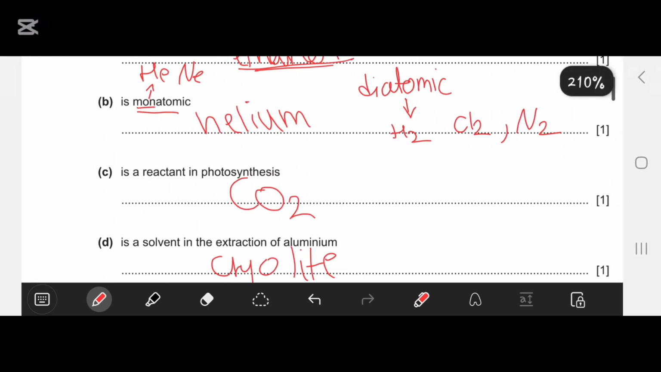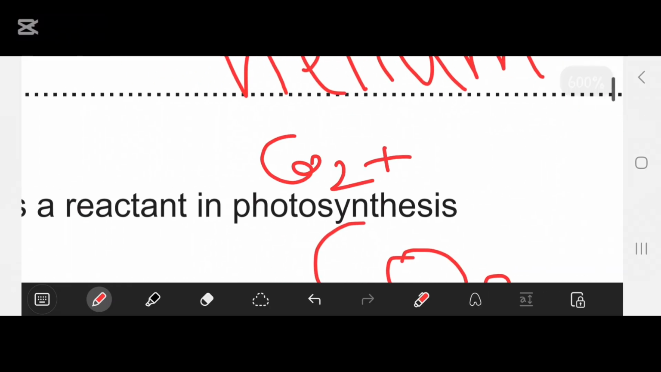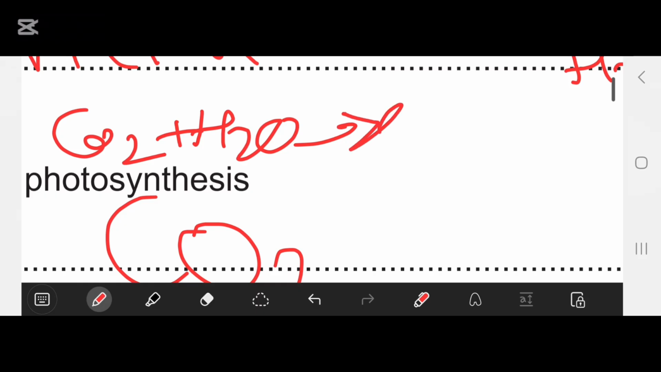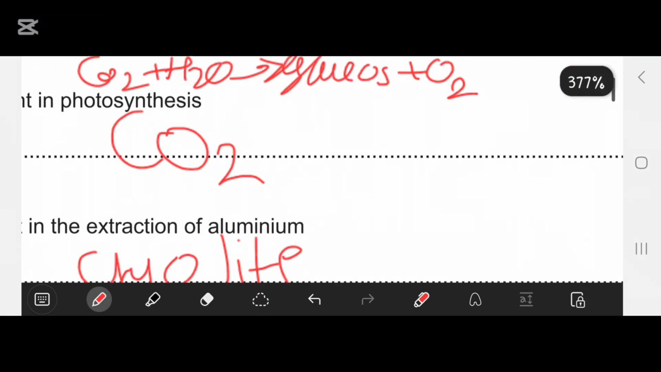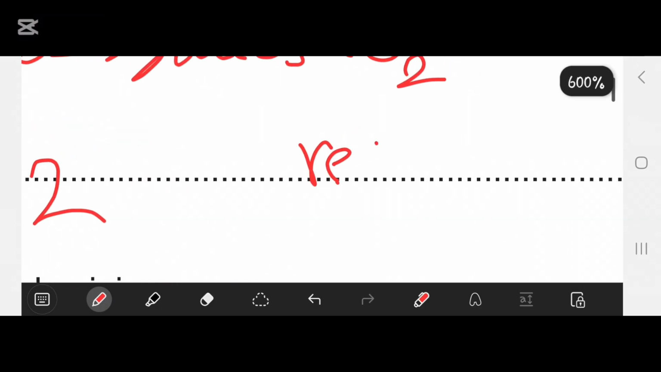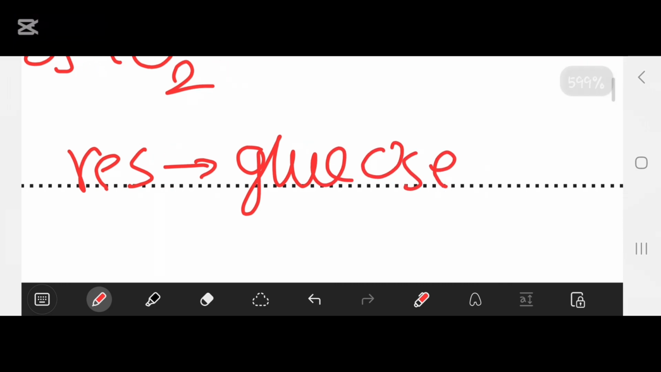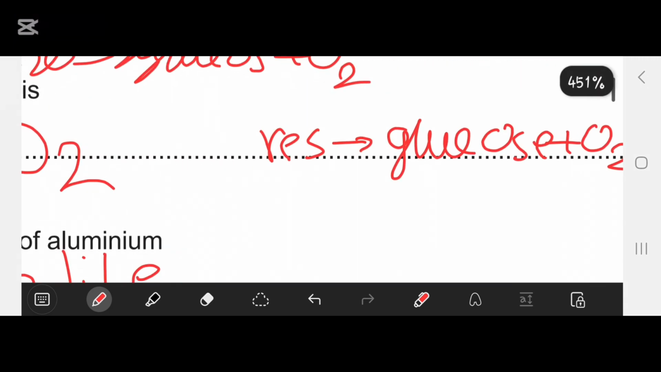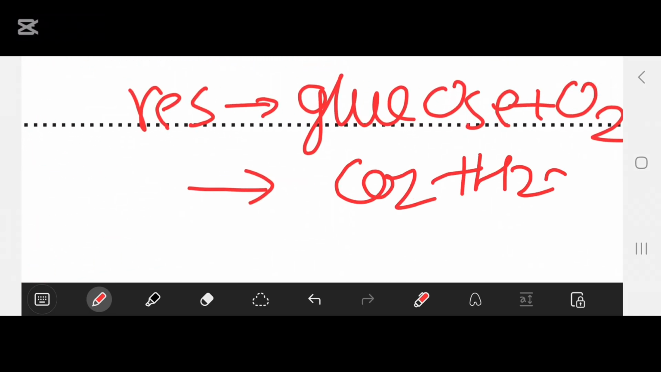Next question is a reactant in photosynthesis. Alright. For the reaction of photosynthesis, not to be confused with respiration. Photosynthesis is when we react carbon dioxide with water to produce some glucose and oxygen, while respiration is where we react glucose, which is the opposite of photosynthesis, with oxygen to give the products, which are carbon dioxide and water.